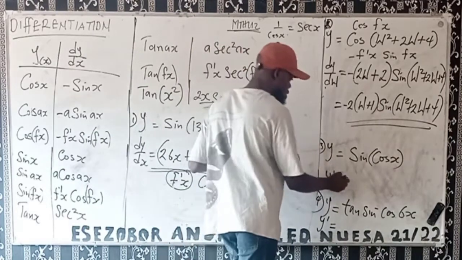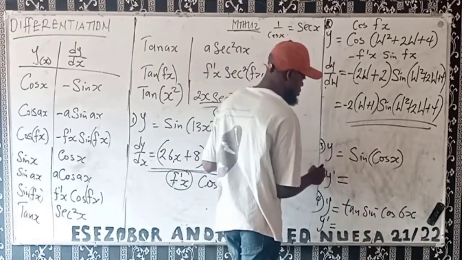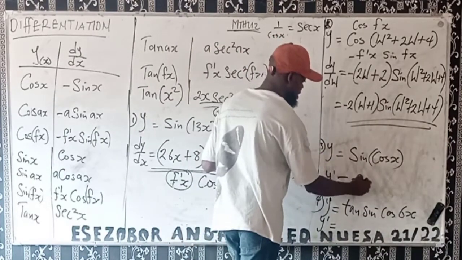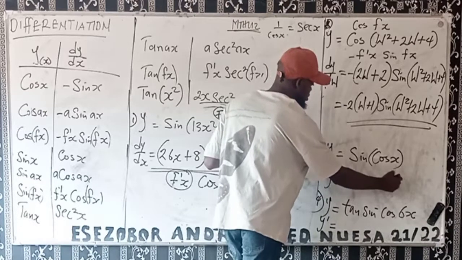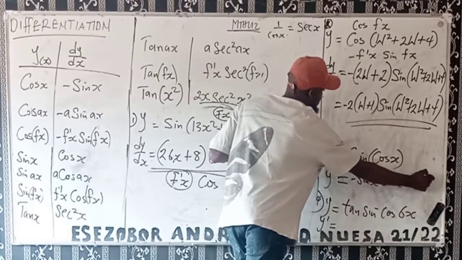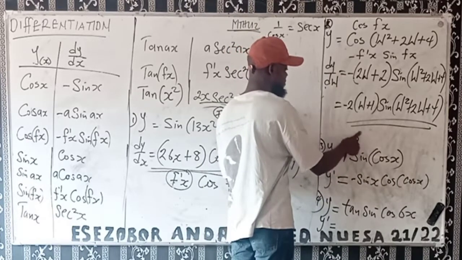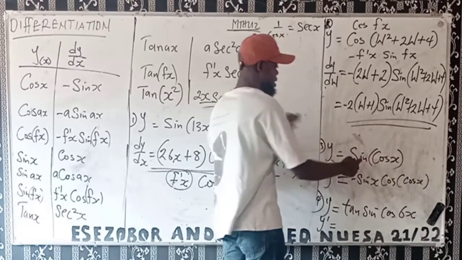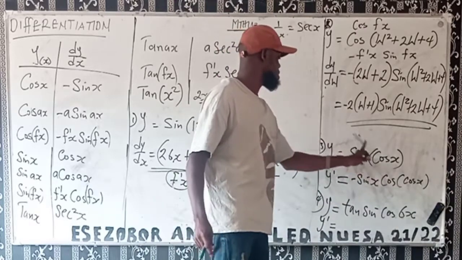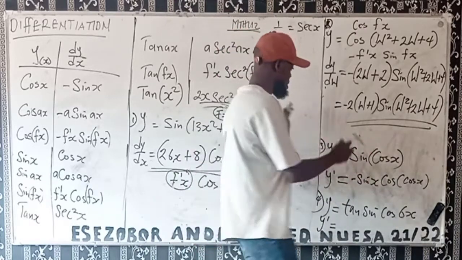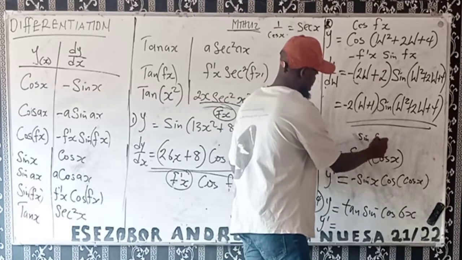So the answer of this one becomes something like minus 9x cos x, in which this is the f prime and this is the sine. This one becomes f prime, this is f of x, so something like sine f of s.